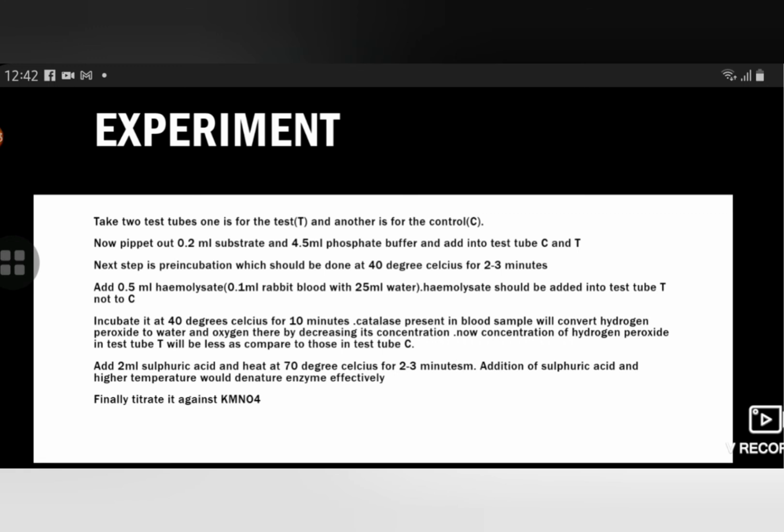Now concentration of hydrogen peroxide in the test tube T will be less as compared to those in test tube C. Add 2 ml sulfuric acid and heat at 70 degrees Celsius for 2 to 3 minutes. Addition of sulfuric acid and high temperature would denature the enzyme effectively. Finally, titrate it against KMnO4.